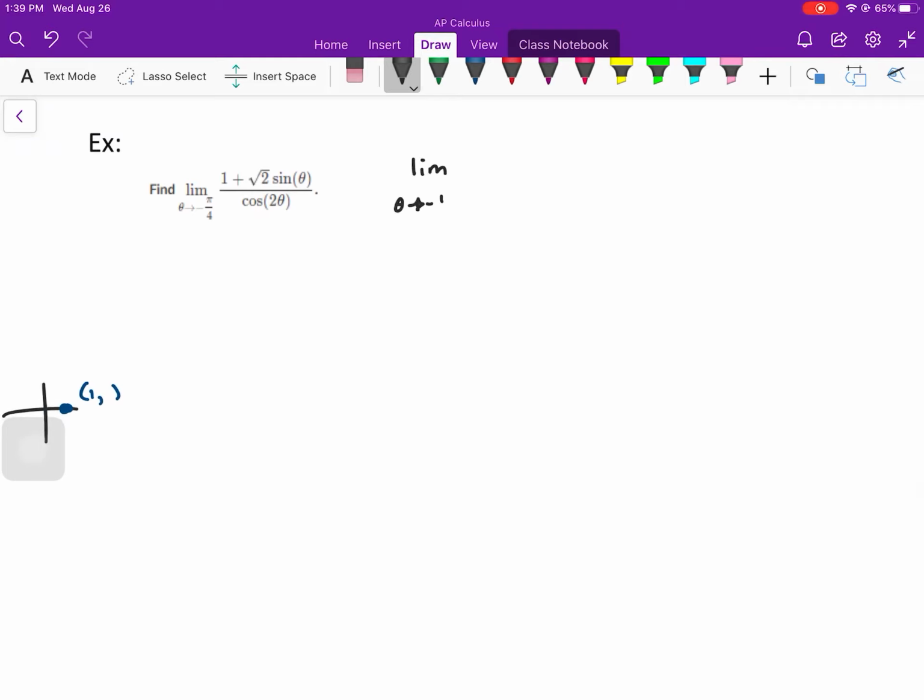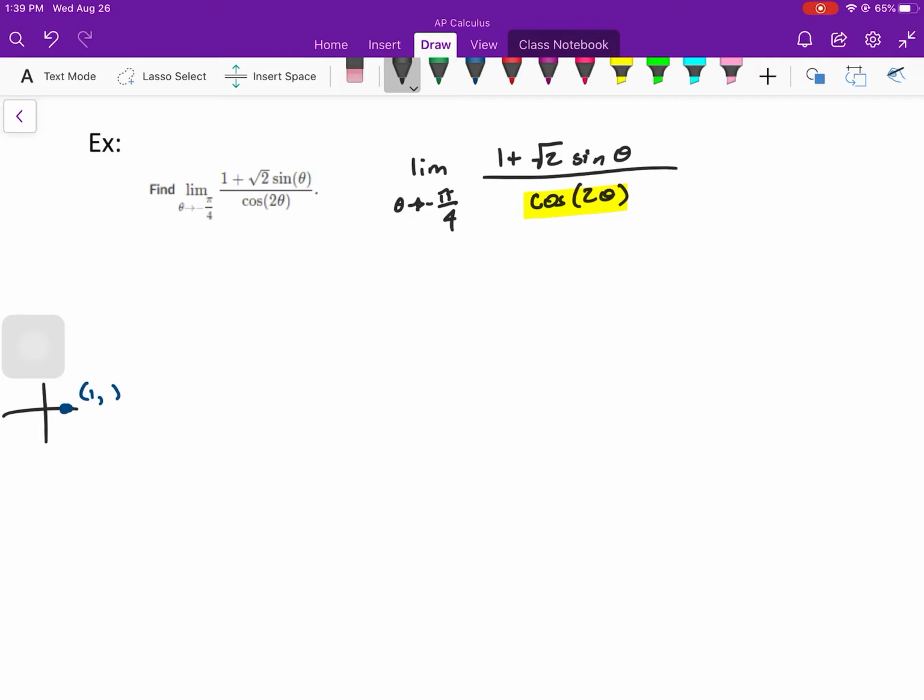So we'll have the limit as theta approaches negative pi over 4 of 1 plus the square root of 2 sine of theta over cosine of 2 theta. Now, of course, you should be plugging in the negative pi over 4 first to see if it doesn't work. I'm assuming we get a 0 over 0, and that we're further going to have to look into this and use some of these identities.